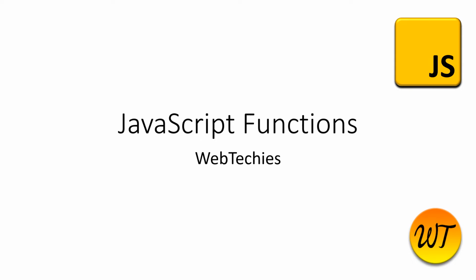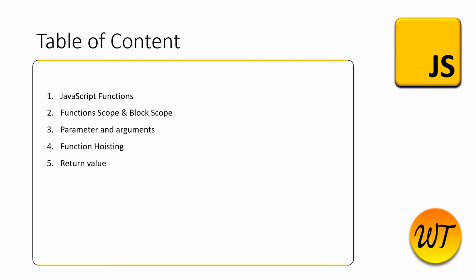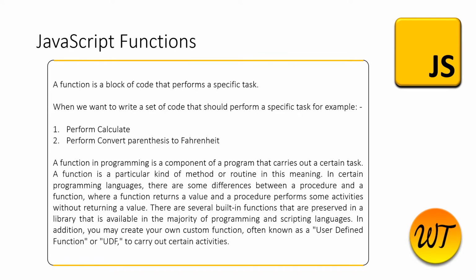In this video, we are going to see JavaScript functions, function scope and block scope, parameters and arguments, function hoisting, and return value. A function is a block of code that performs a specific task. When we want to write a set of code that should perform a specific task, for example, to perform a calculation or convert Celsius to Fahrenheit. A function in programming is a component of a program that carries out a certain task.